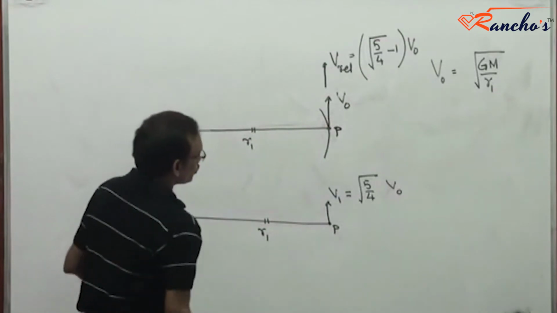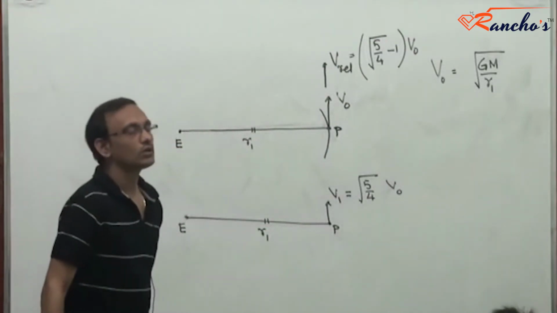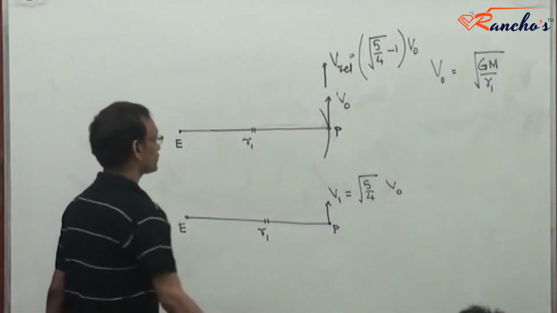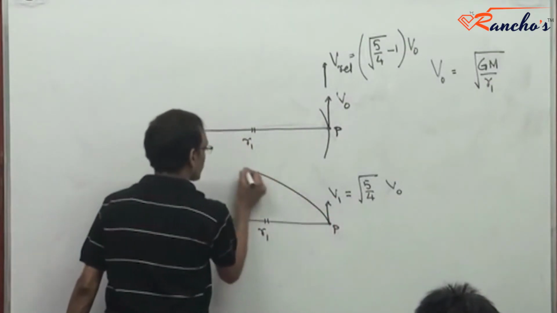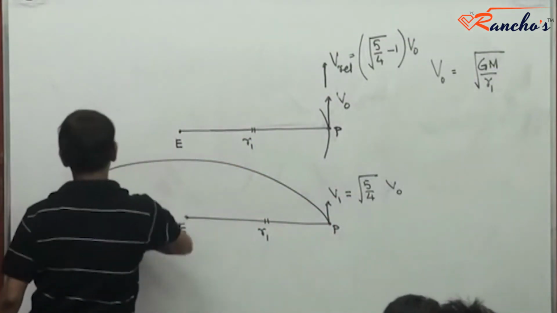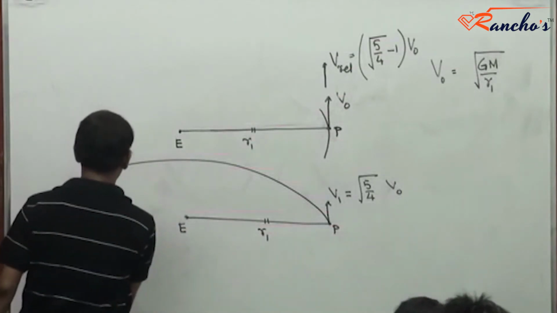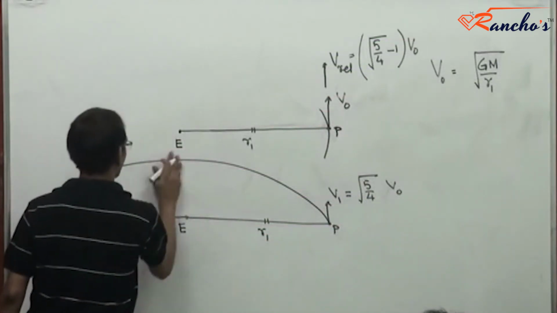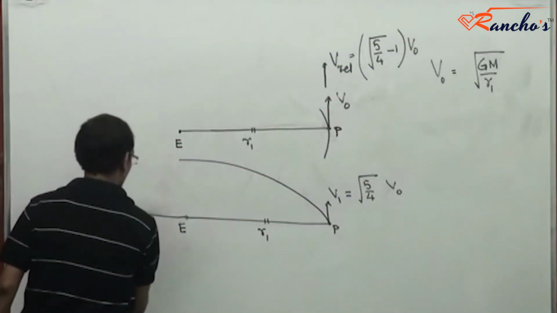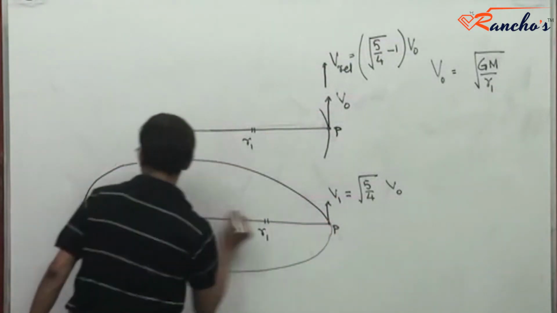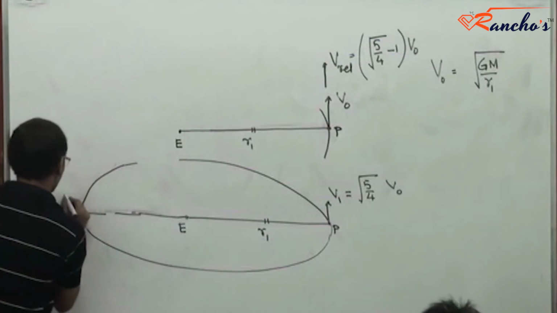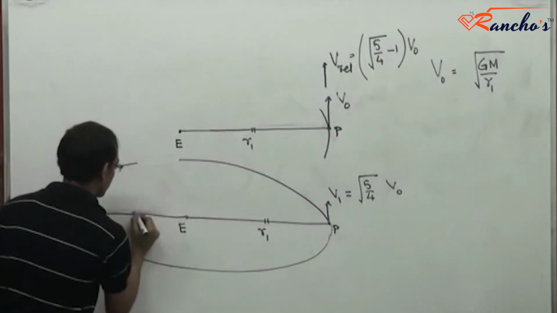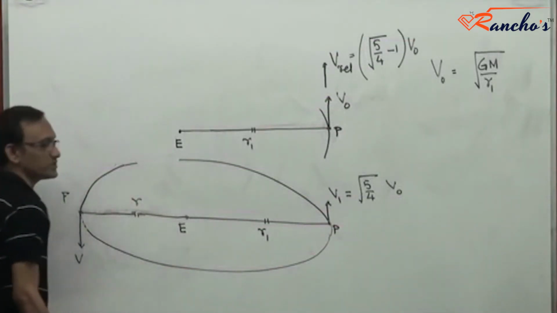Now, eventually I want to find the farthest it goes from the Earth. The farthest it goes from the Earth. This is the farthest point, F. At this point, say V is the velocity and R is the distance from the Earth.